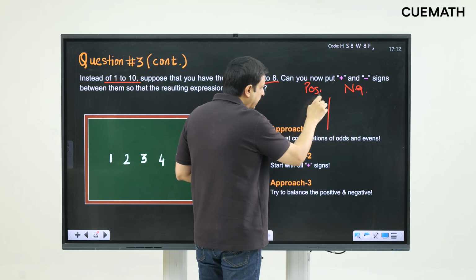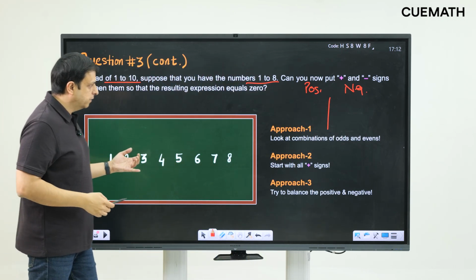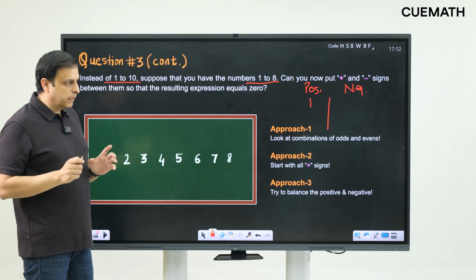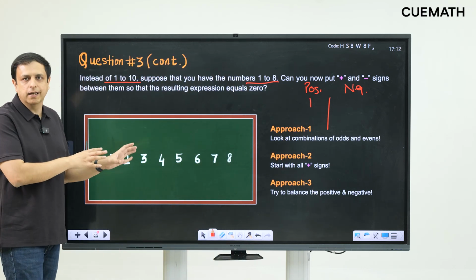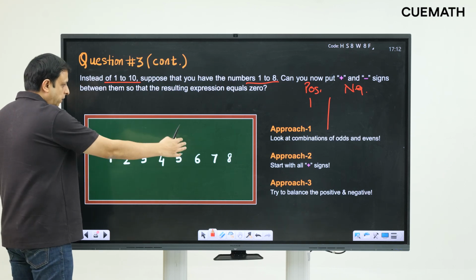So I'll write my positives here on the left and the negatives on the right. 1 is always positive, so I'll keep 1 this side. And then what do I need? I need the positives to add up to 18 and the negatives to add up to minus 18, because the total sum is 36.